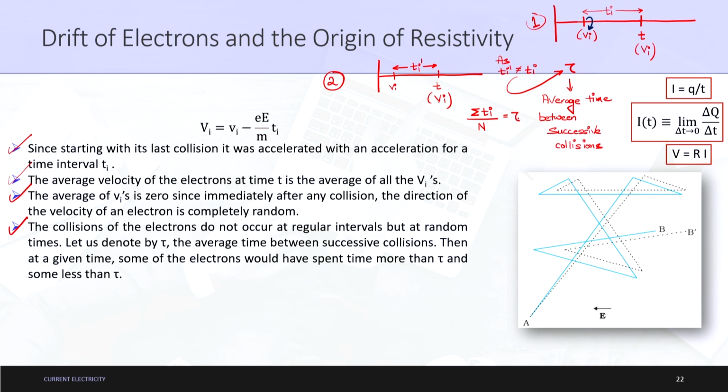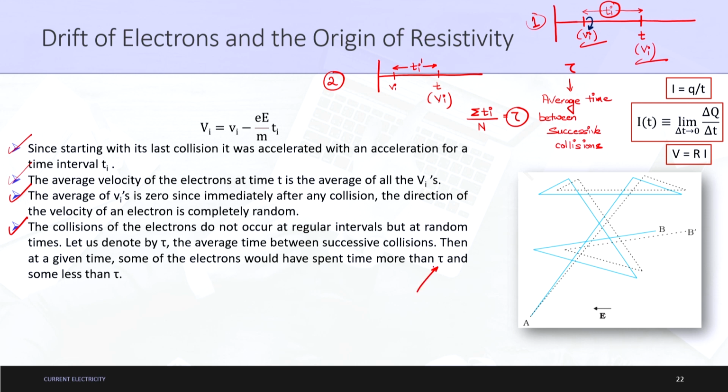So I have explained everything here. Every point which was explained in the previous point is here. So this is small vi for you, this is capital Vi for you, this is small tau for you, and this is small ti for you. So everything has been explained now. So let us denote by tau the average time between successive collisions. Then at a given time some of the electrons would have spent time more than tau and some less than tau. Quite evident, that is the basic concept of average.